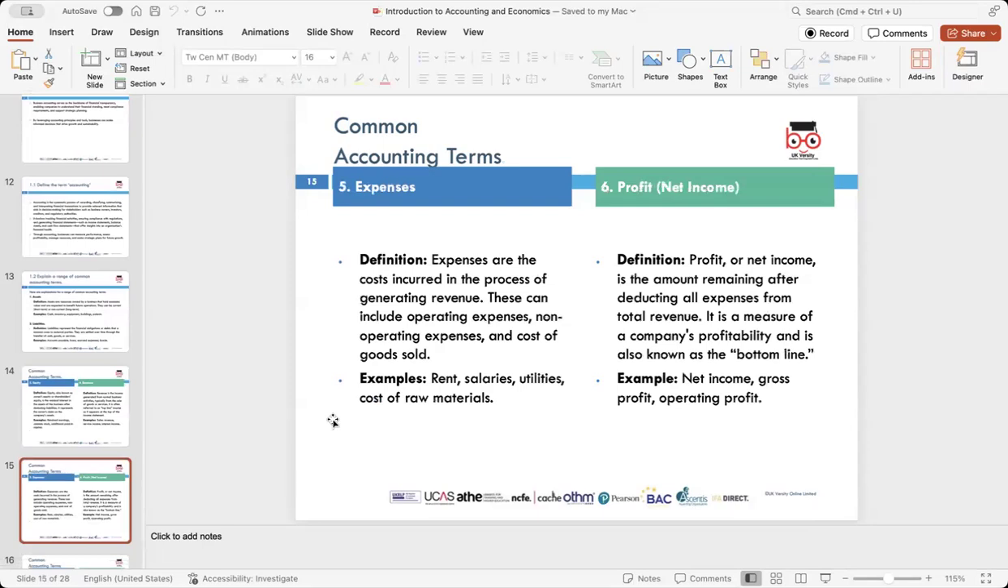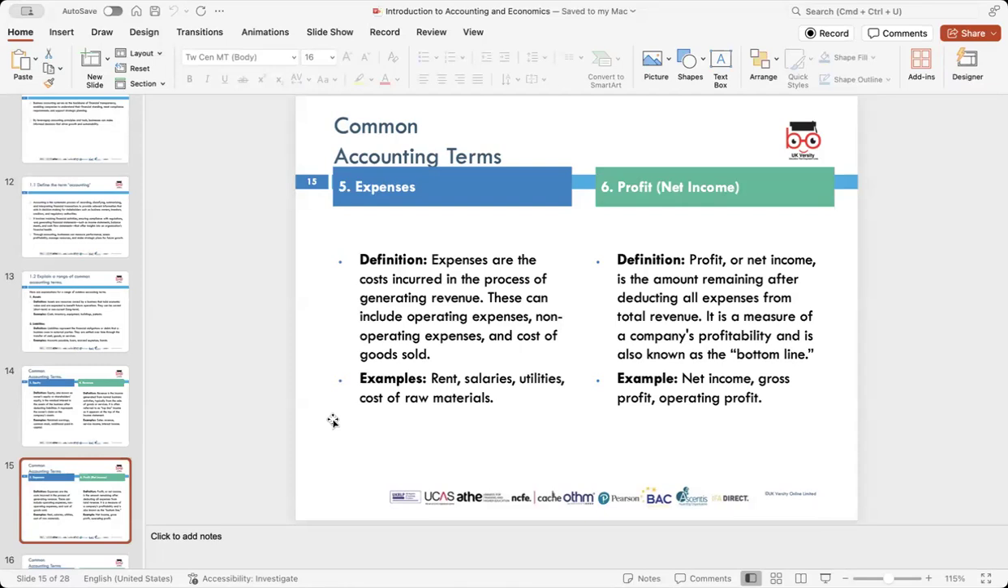Expenses and profit. Expenses are the costs incurred by a business in its day-to-day operations to generate revenue. These can be categorized as operational expenses, non-operational expenses, interest payments, taxes, cost of goods sold, and direct costs of production like raw material and labor.